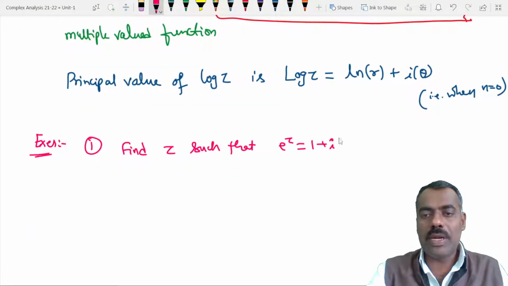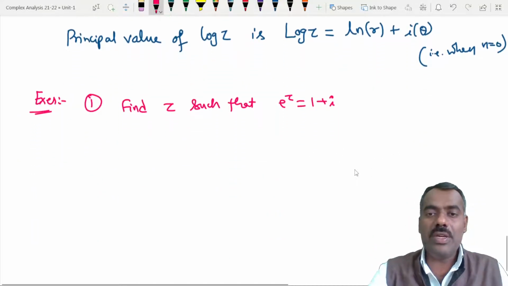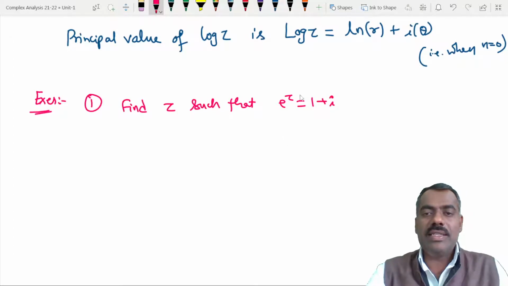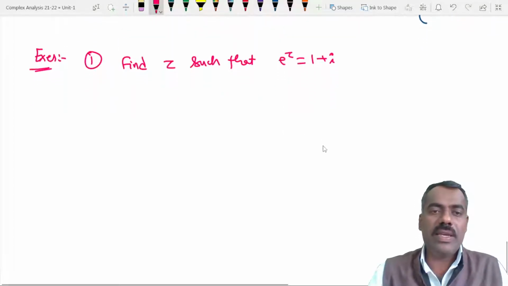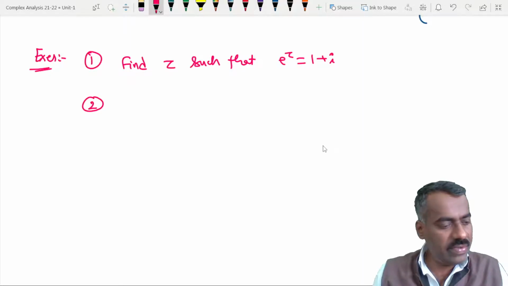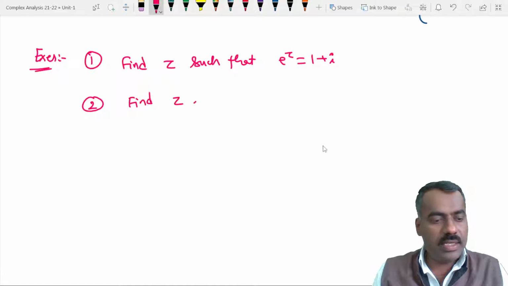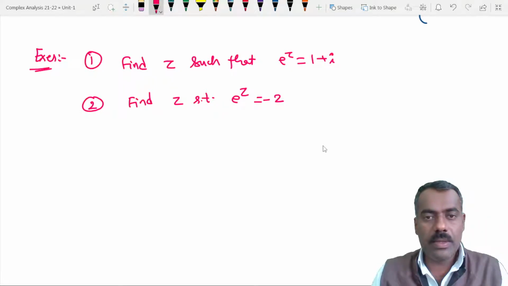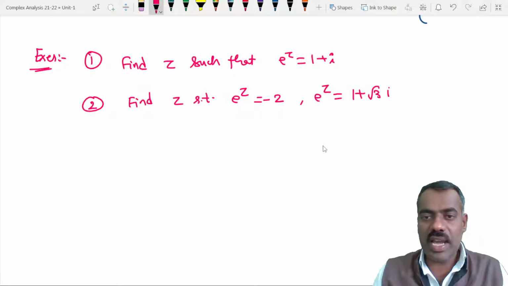So this 1 plus i, obviously you write it as r times e power i theta, then this is e power x into e power y, so find the value of x and find the value of y. Okay, we will get e power z, right? Then second one is also find z such that e power z is equal to minus 2, just like this example. And e power z is equal to 1 plus root 3i.